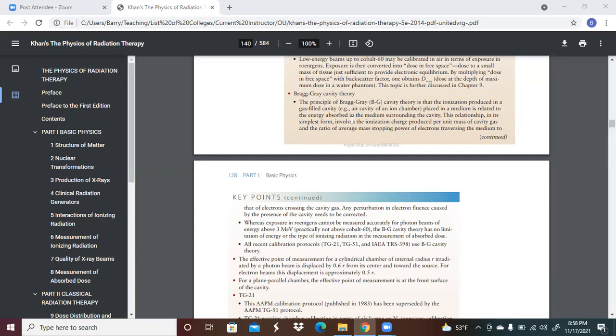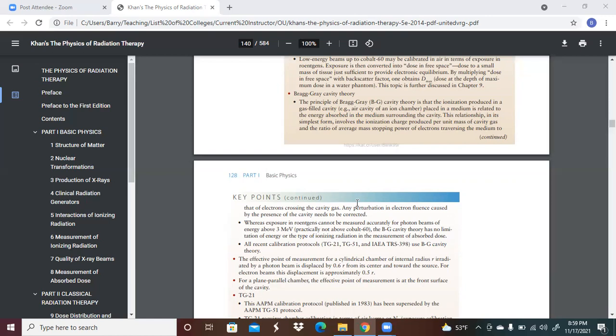That relationship involves the ionization charge produced per unit mass of the cavity gas, and the ratio of the average mass stopping power of electrons traversing the medium to that of the electrons crossing the cavity gas. Any perturbation in electron fluence caused by the presence of the cavity will need a correction for it.